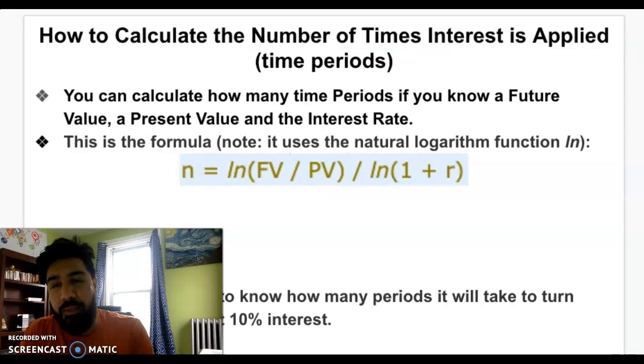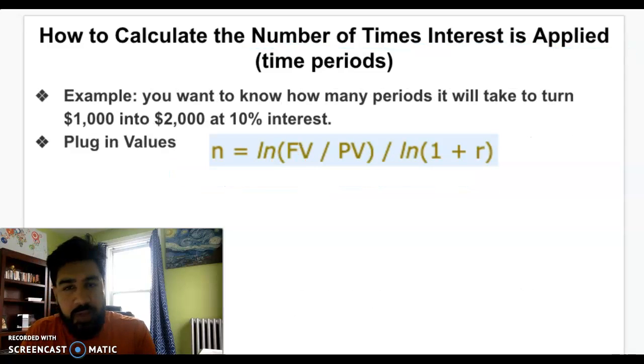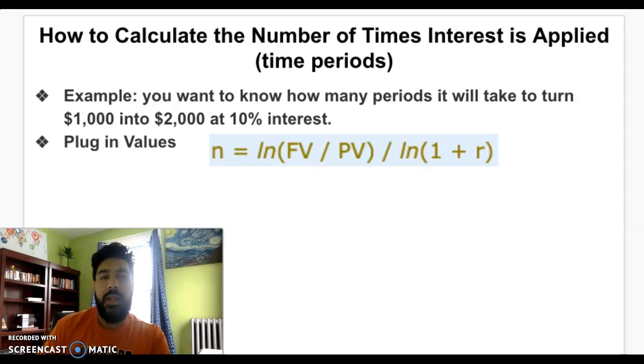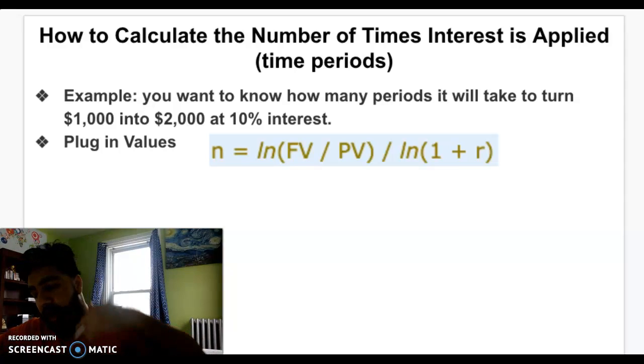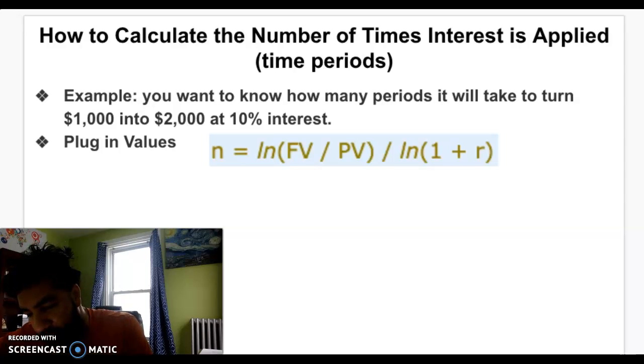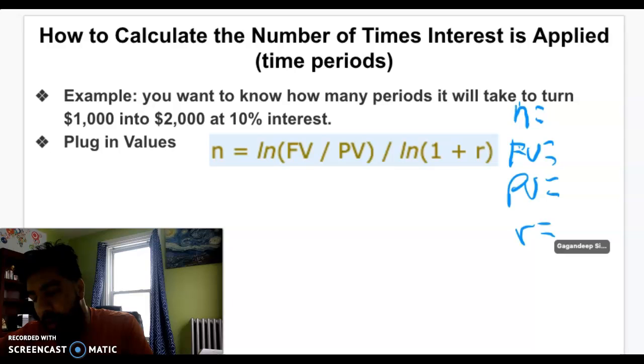So this is our example. It's the same example on the next page, so I'll actually do it here instead. Now, when you look at this, we want to always get into the habit of asking, do we know what these things are? I'll write them over here on the side. N, we don't know. That's what we're trying to find out. ln, don't worry about it. Future value, present value, and the interest rate. So n we don't know. We're trying to figure it out.